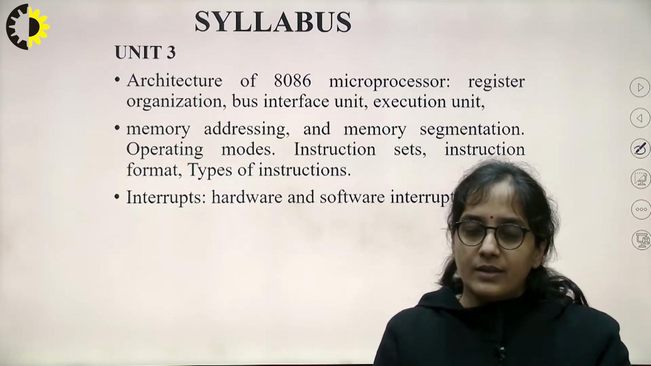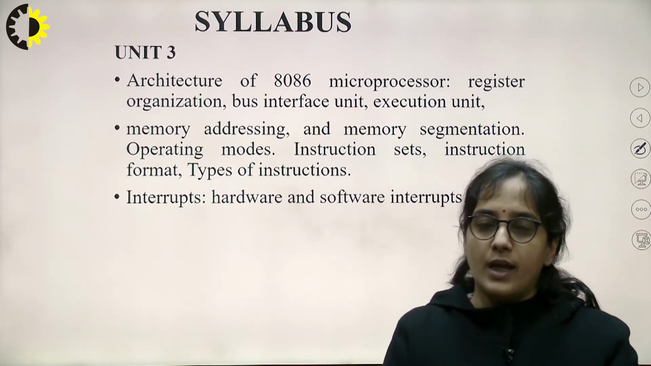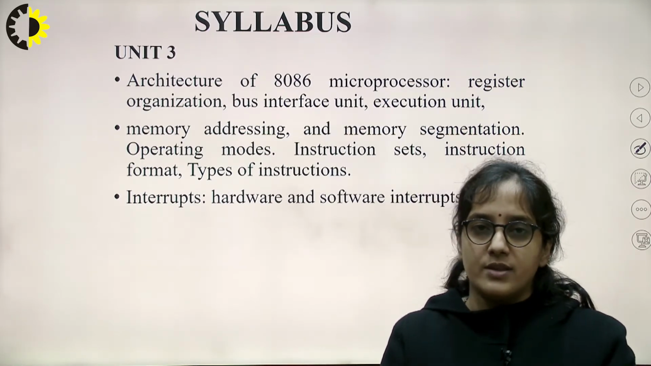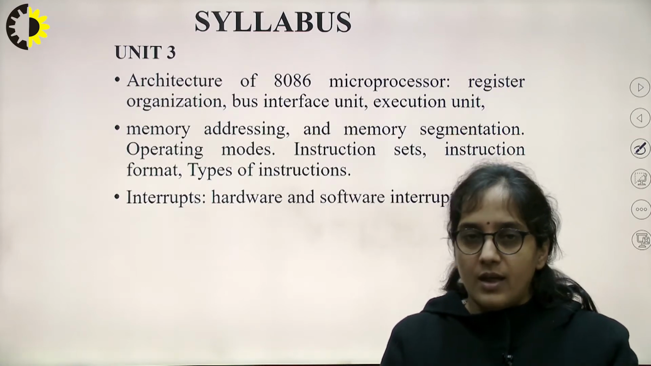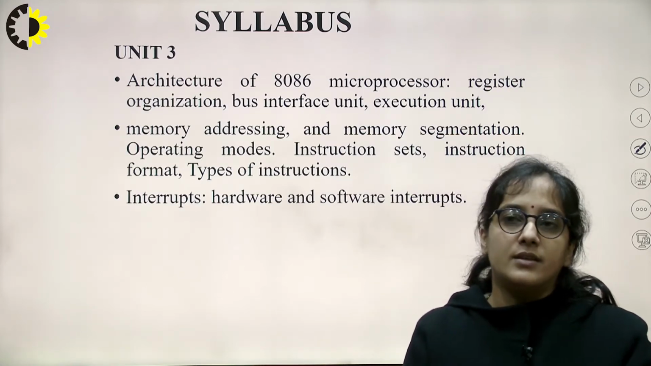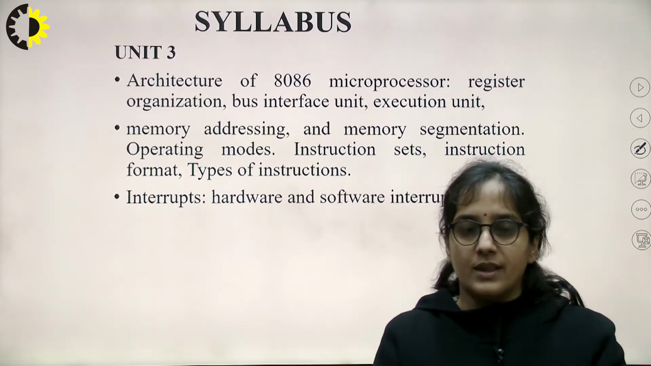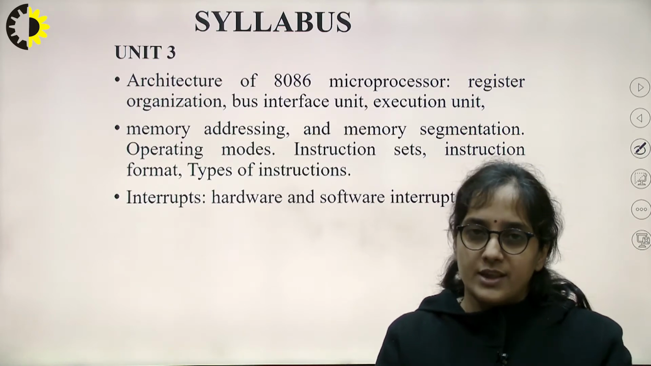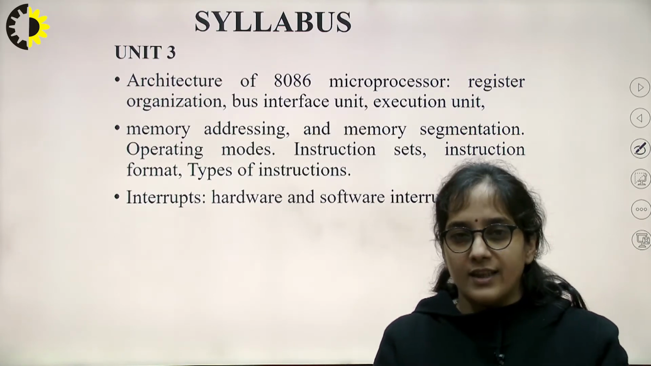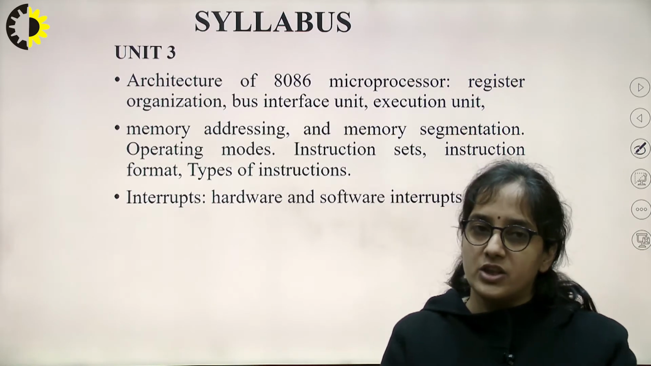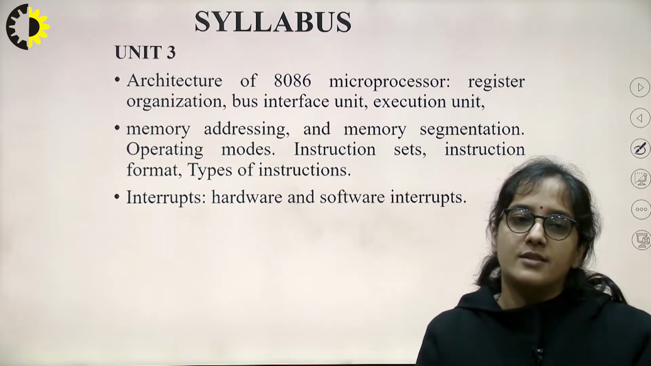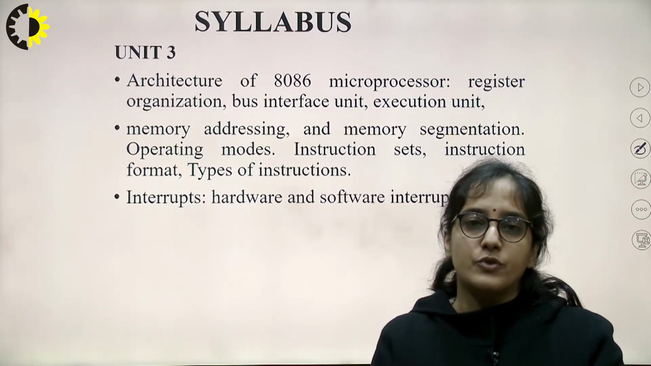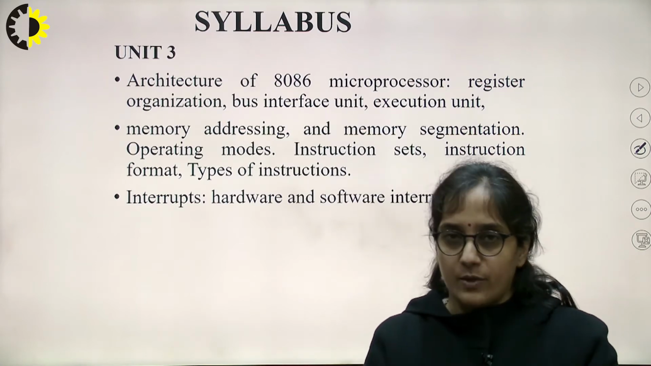In the third unit, we are going to discuss the 8086 microprocessor, which is an advanced microprocessor. It is a 16-bit microprocessor, and a new term came into the picture, pipelining. We are going to discuss its interfacing, its architecture, its instruction set, and also the hardware and software interrupts associated with the 8086 microprocessor.